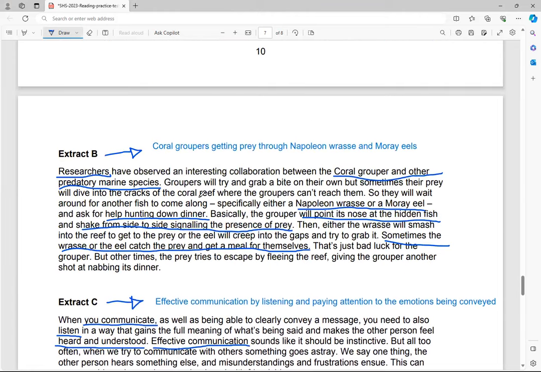The grouper can communicate successfully by pointing its nose and shaking from side to side to signal prey, but it might not get its dinner because the eel or the wrasse might steal the prey for itself. And that's why the answer is Extract B.